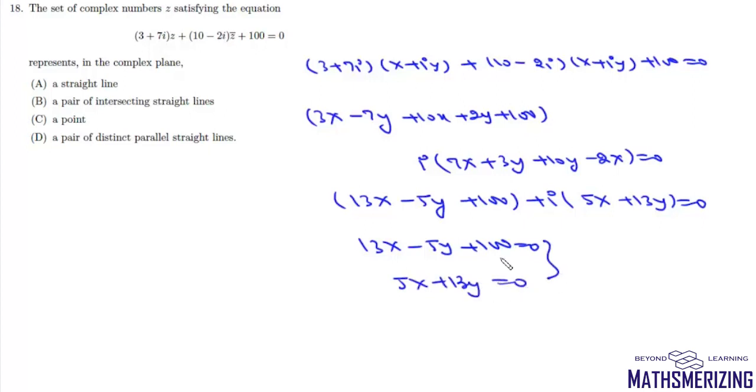Now these two conditions must be simultaneously true. So that means if we solve these two equations, which are two linear equations, we'll get a point. So the answer to this question is that the set of complex numbers z satisfying this equation will be a point, and that's your option number C.